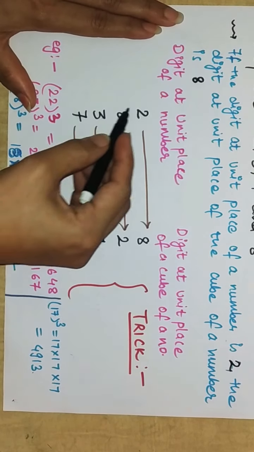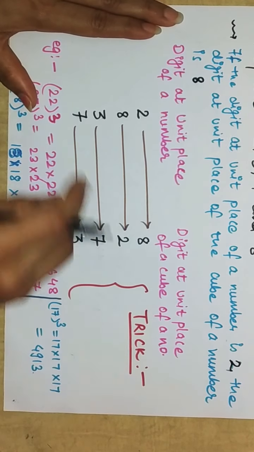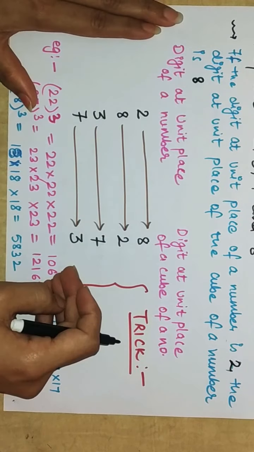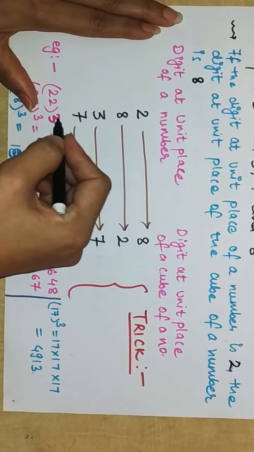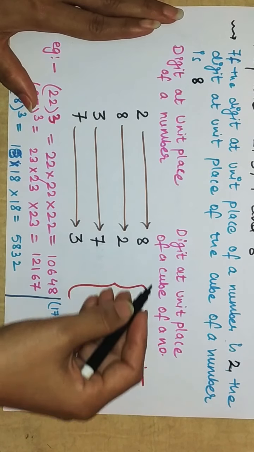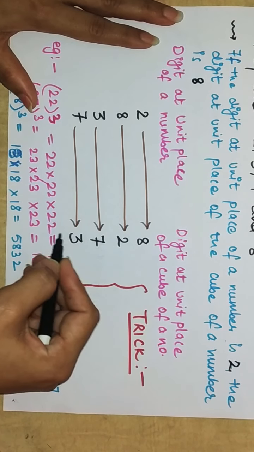So, in short, what trick can I give you for these numbers, how to remember: if the digit at the unit place of a number is 2, 3, 8, 7, the digit at the unit place of the cube of that number will be 8, 2, 7, 3.